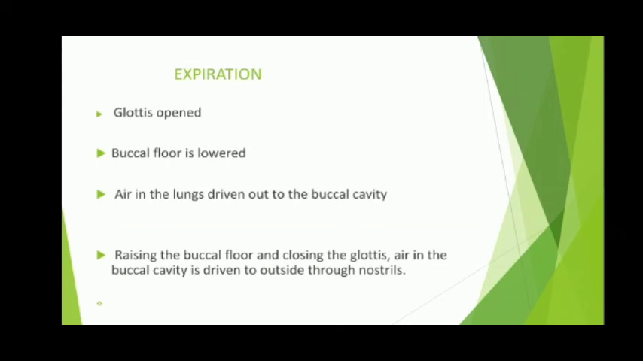Buccal floor raise cheythappol, first we open the glottis and lower the buccal cavity floor, so the space in the buccal cavity increases. So through the glottis, the foul air in the lungs reaches the buccal cavity. What may be the next step of expiration?